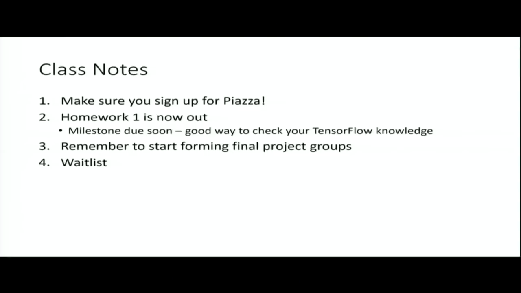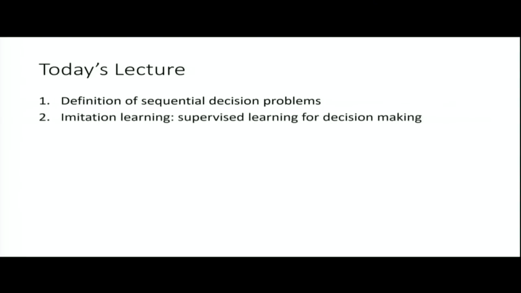Okay, today's lecture. I'm going to cover the definition of a sequential decision-making problem. I'm going to talk about some definitions like states and observations that are important for us to know. But then I'm going to talk about imitation learning, which is how we can go from essentially supervised learning for decision-making. So algorithms for situations where you do have a human telling you what you should be doing, and you need to learn a behavior from that.